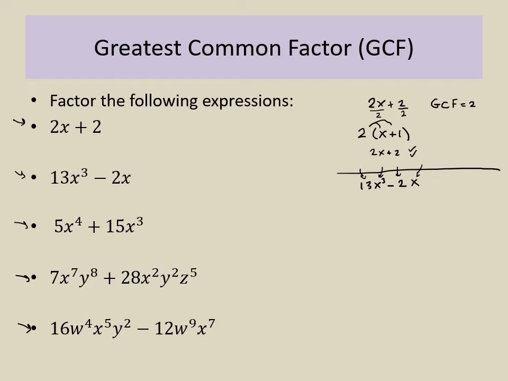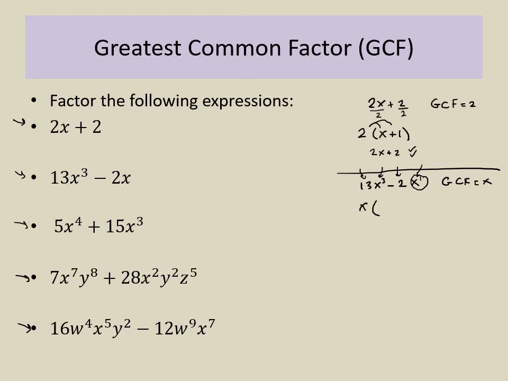So what can we factor out? Remember, you factor out the variable with the lowest exponent, and that has to be this x, because it's the equivalent of x to the power of 1. So that has the lowest exponent. You cannot factor out x cubed. So the GCF for both of these terms is x.